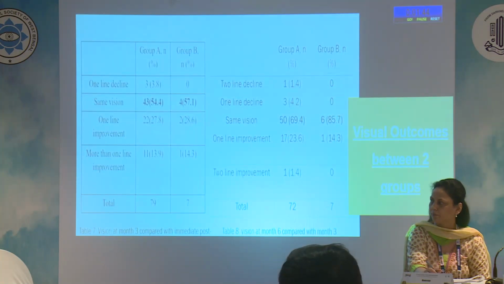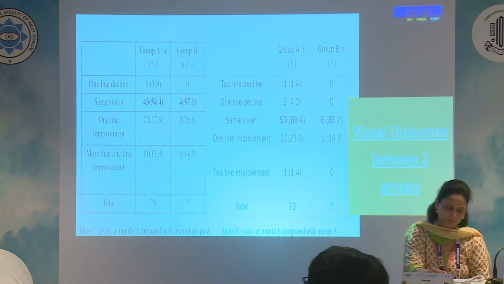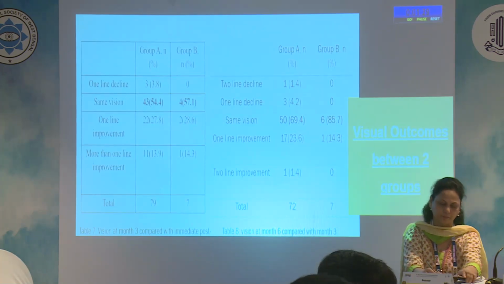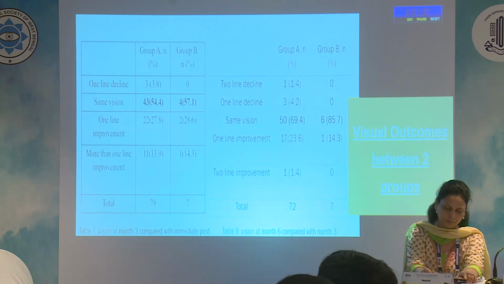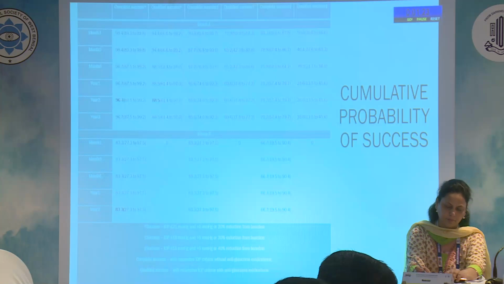If you look at the visual acuity decline at 3 months, only 3 patients have a 1 line decline, and 43 have the same, and 1 line improvement in 20 patients, more than 11 patients. While at the 6 month follow-up period, there is a 2 line decline in 1 case, 1 line decline in 3 cases, and the rest of the patients either have the same vision or visual acuity has improved.